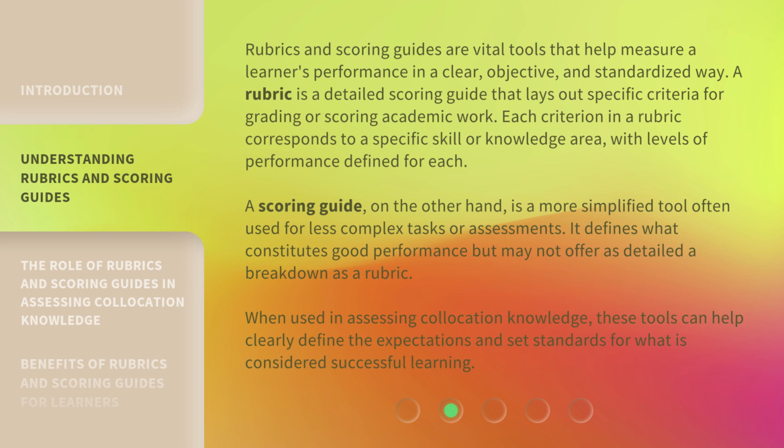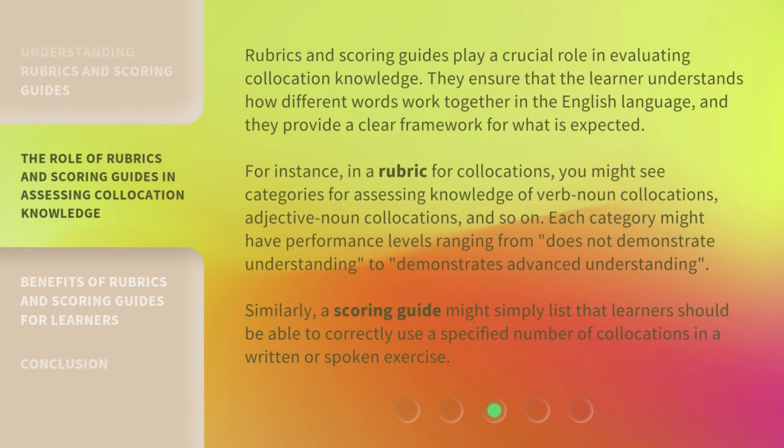When used in assessing collocation knowledge, these tools can help clearly define the expectations and set standards for what is considered successful learning. Rubrics and scoring guides play a crucial role in evaluating collocation knowledge. They ensure that the learner understands how different words work together in the English language, and they provide a clear framework for what is expected.